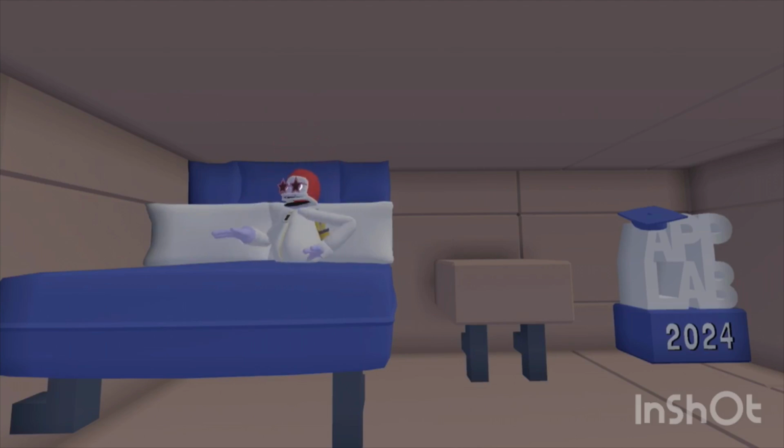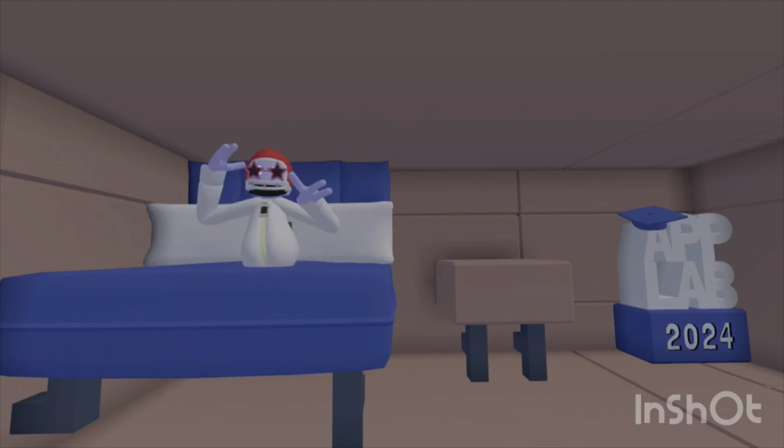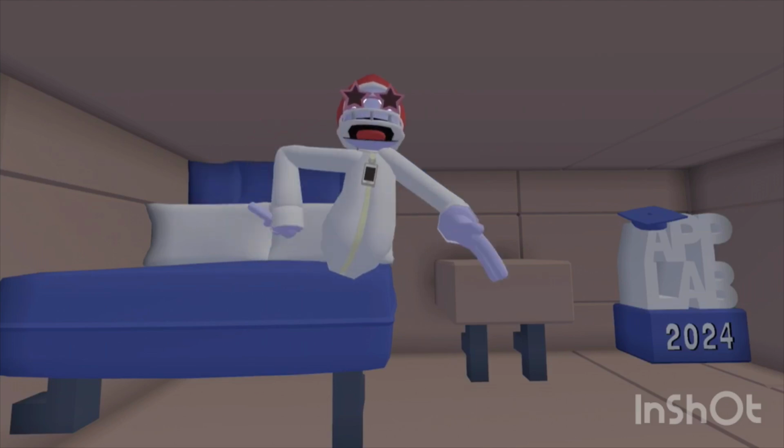But in today's science experiment, we're going to be figuring out the height of a yeep. So, how tall is this goofy goober? So yeah, let's just hop straight into it.